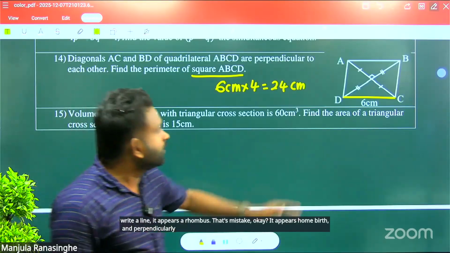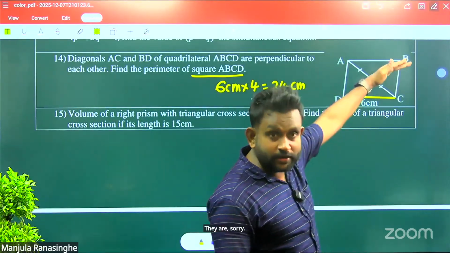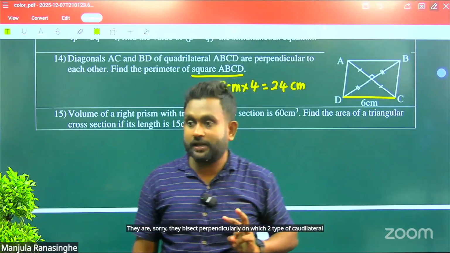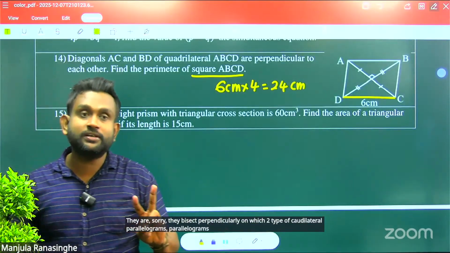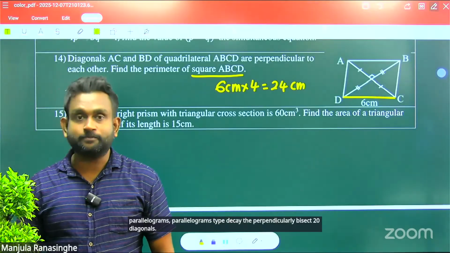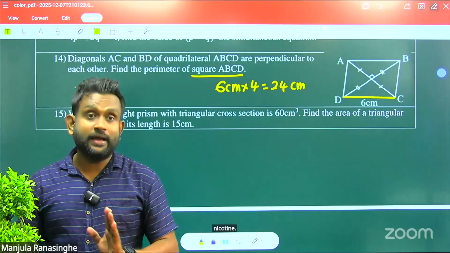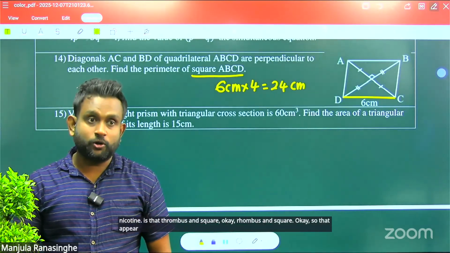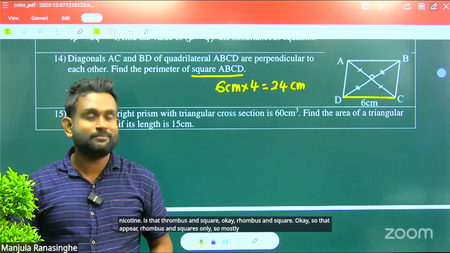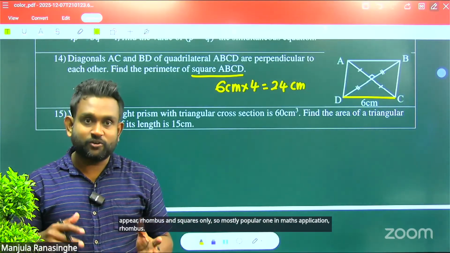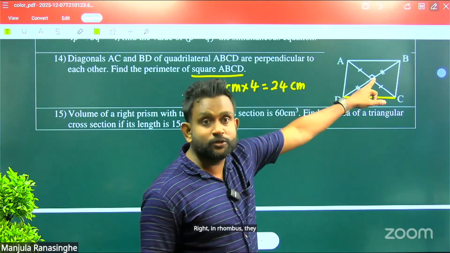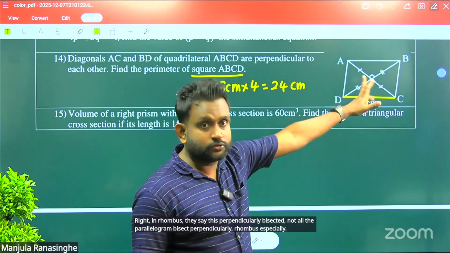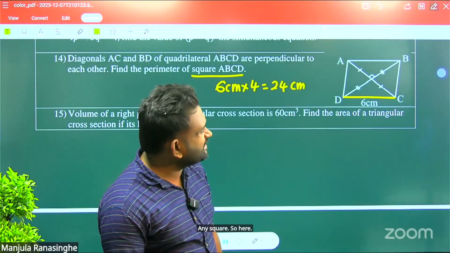The diagonals bisect perpendicularly. In which two types of parallelograms do the diagonals bisect perpendicularly? Rhombus and square. So that appears only in rhombus and squares. The most popular one in maths applications is the rhombus. In a rhombus, the diagonals bisect perpendicularly. Not all parallelograms bisect perpendicularly, rhombus especially, and square.